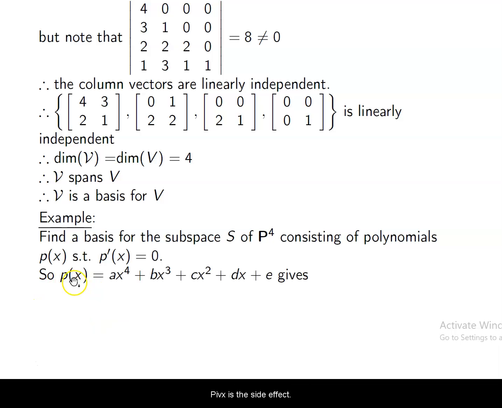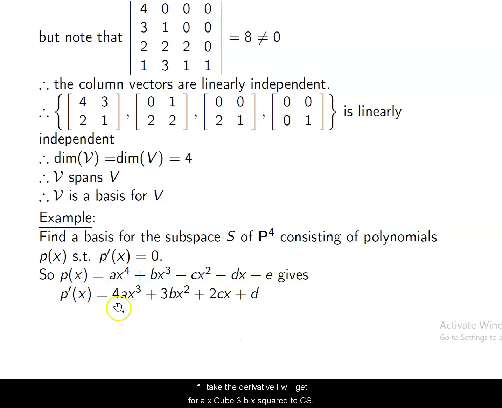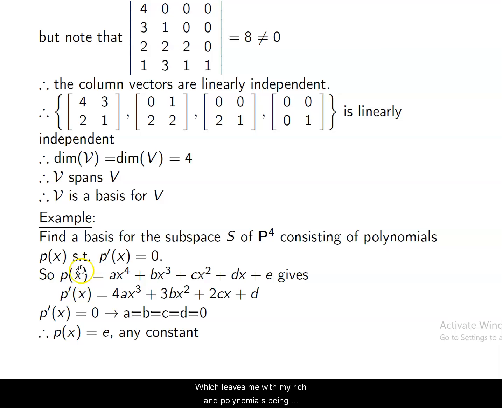So p of x is this set of vectors. If I take the derivative, I will get 4ax cubed, 3bx squared, 2cx, d, and the e goes to 0. So the only way that this is going to be equal to 0 is if a, b, c, and d are all 0. That's the only way that my derivative is equal to 0 here, which leaves me with my original polynomials being basically all constants. So I want to find the basis for a set of constants.